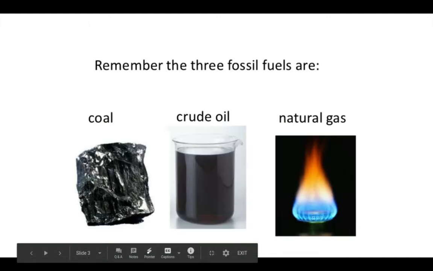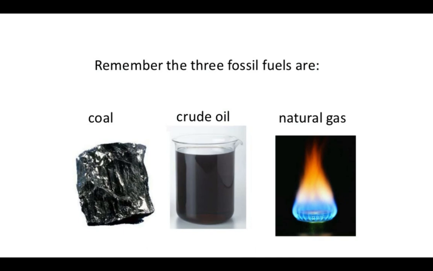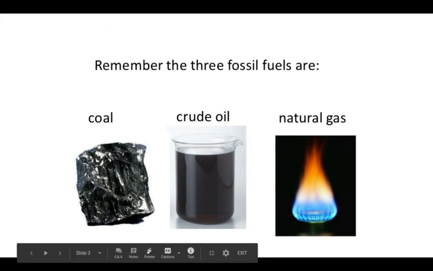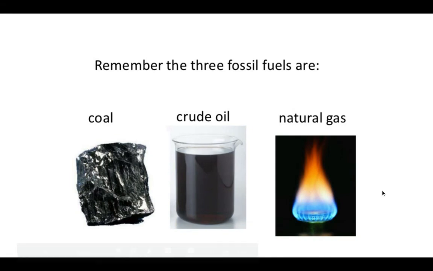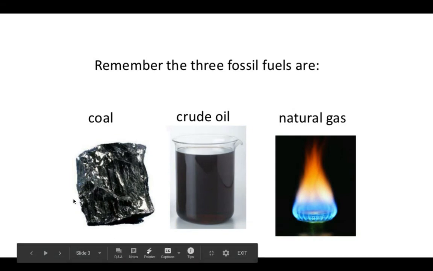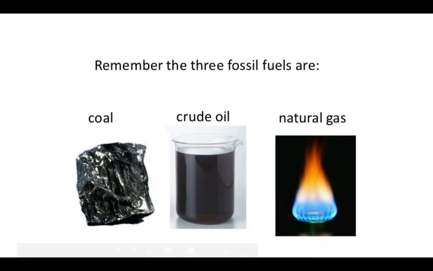The three fossil fuels are coal, oil, and gas. Coal is solid, oil is liquid, and gas is a gas, obviously. Now, coal we usually used to heat our homes. Well, we did in the past. It's not very common anymore, but we do use coal in coal plants. We burn the coal, which releases energy, and then obviously we can use that energy.